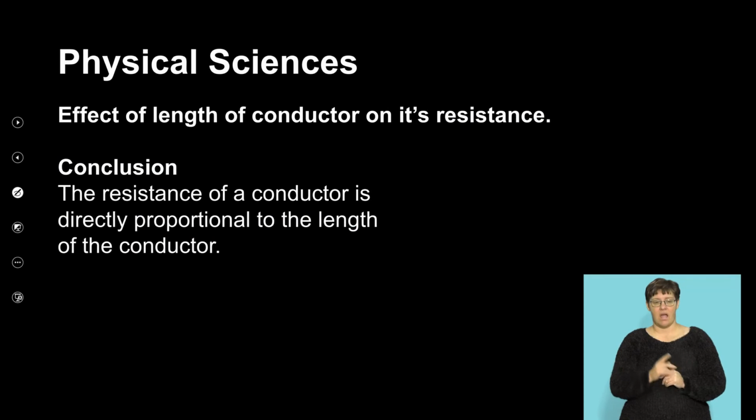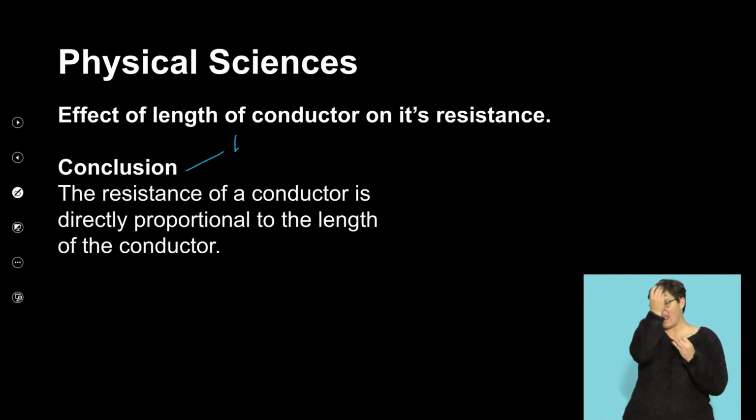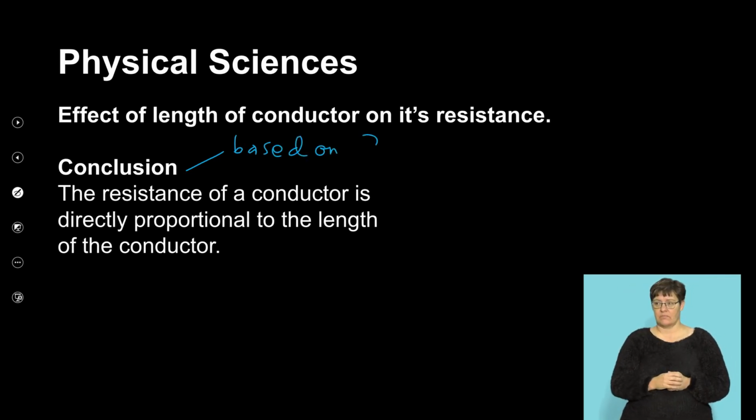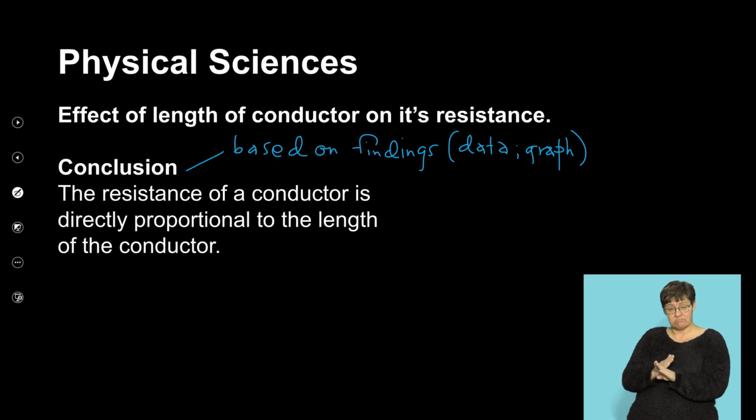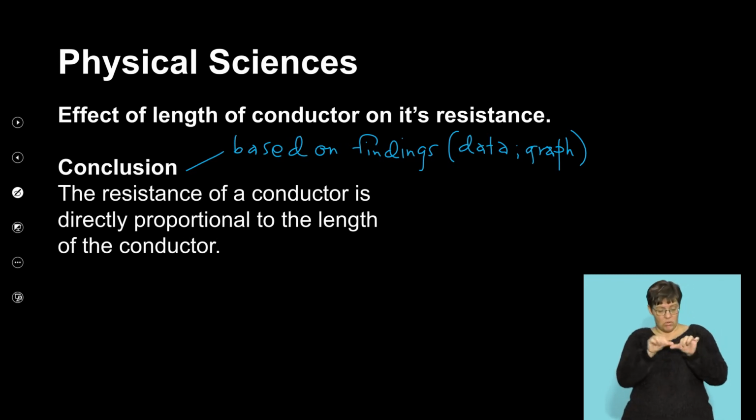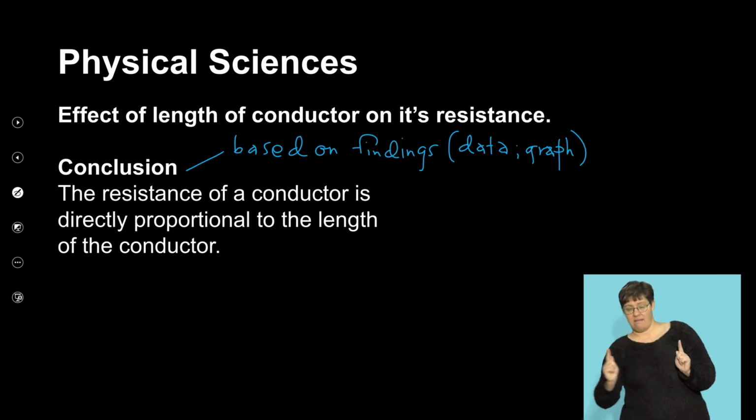Okay, and then in conclusion, these conclusions are based on the data that we obtained. It's based on our findings. The findings could be the data, or the results, as well as the graph that we managed to plot using the data. So we can conclude that the resistance of a conductor is directly proportional to the length of that conductor.